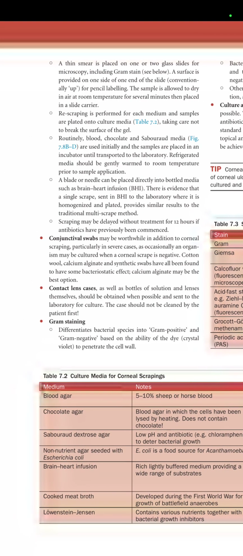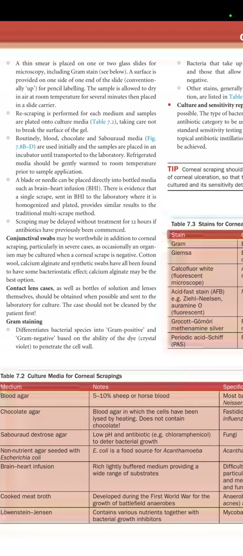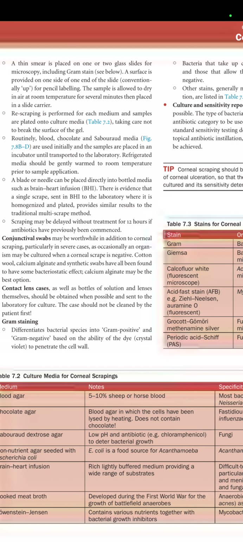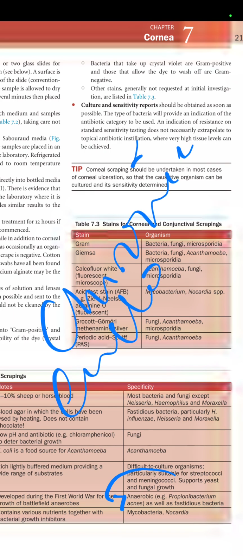fungal growth as well. Then there is a cooked meat broth. Cooked meat broth was basically developed during the First World War for the growth of the battlefield anaerobes. So battlefield anaerobes were cultured on a cooked meat broth. And what does it determine? It determines the anaerobes, for example, Propionibacterium acnes, as well as fastidious bacteria. We know that P. acnes is very important in which case? In case of chronic endophthalmitis.